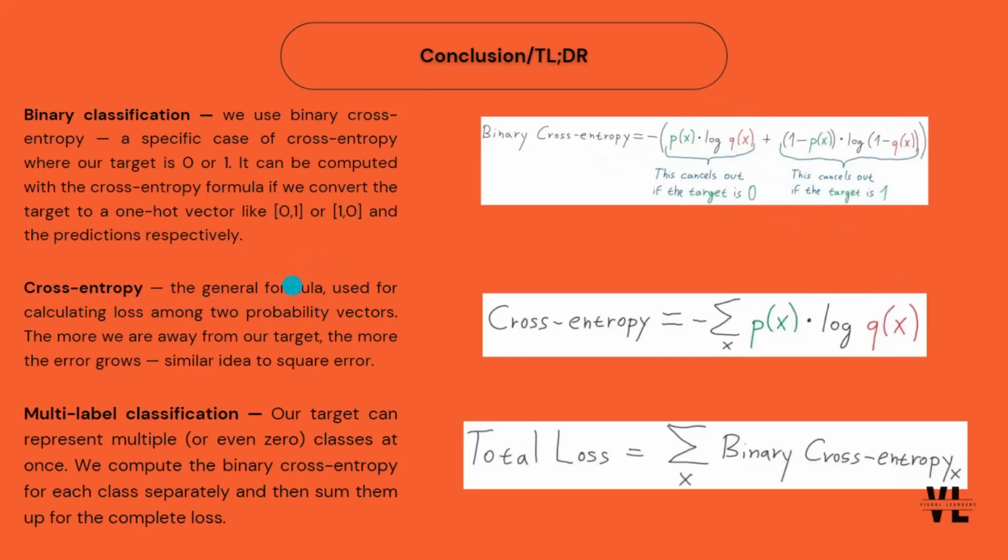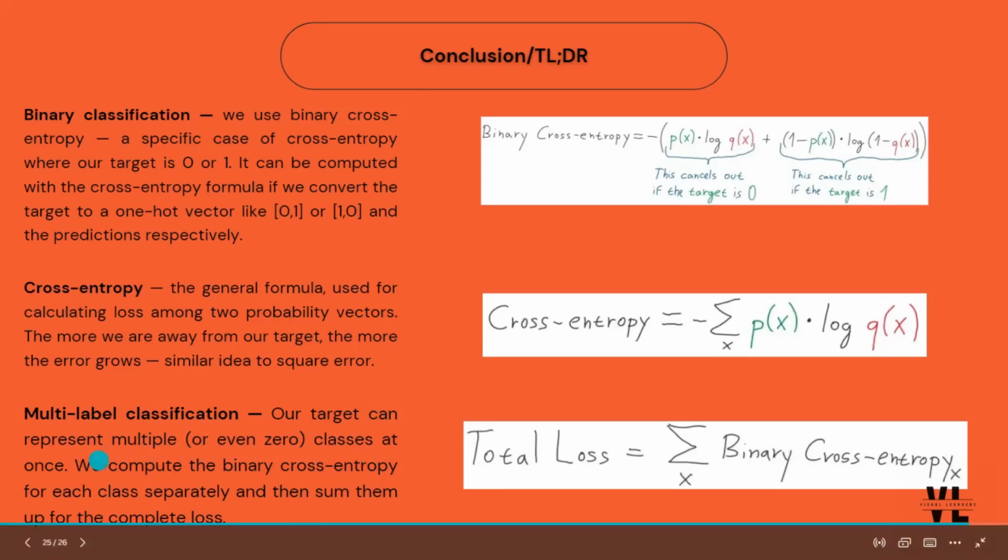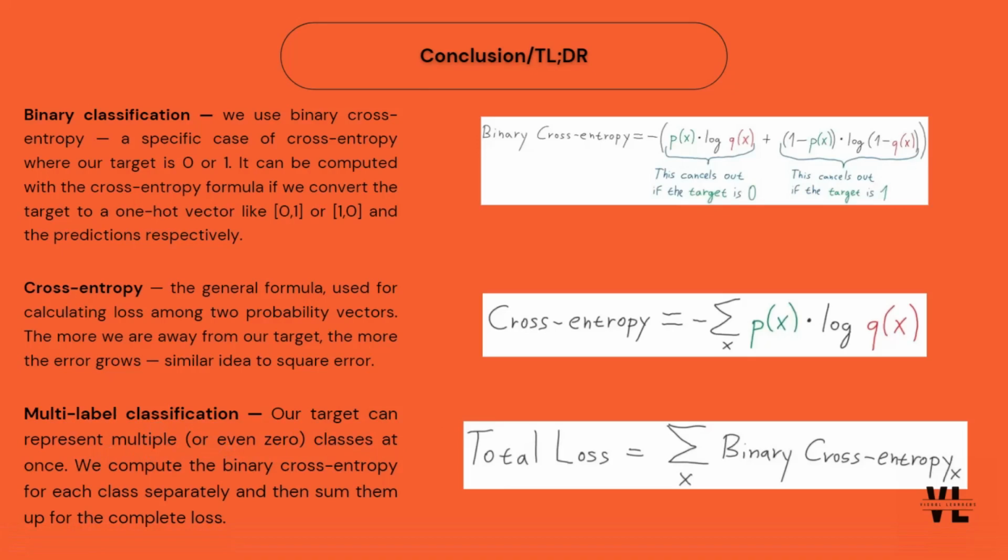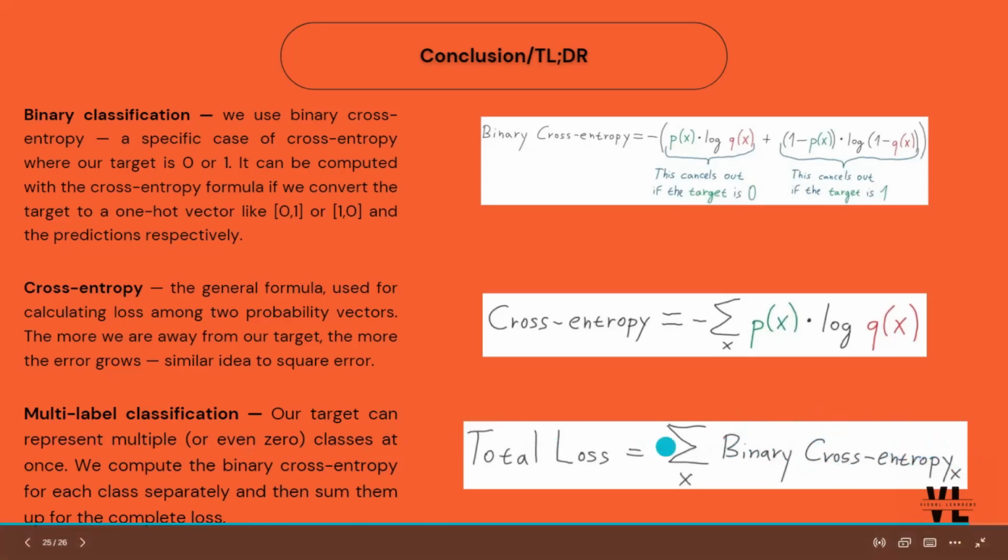The cross entropy is a general formula which is used for calculating loss for more than two probabilities, two probability vectors. The more we are away from our target, the more error grows, which is a similar idea to the squared error in the regression problem. Finally, we address the problem of multi-label classification. Cross entropy is used for multi-class classification, but in some cases we might have multi-label classification. Our target can represent multiple or even zero classes at once. So we computed the binary cross entropy for each class separately and then summed them up for the complete loss. So we have to perform the binary cross entropy for each class first, and then we're going to sum them up together to find the total loss for our model.